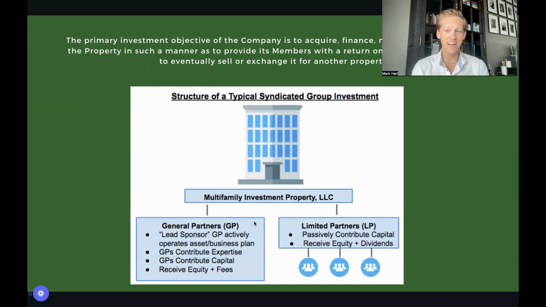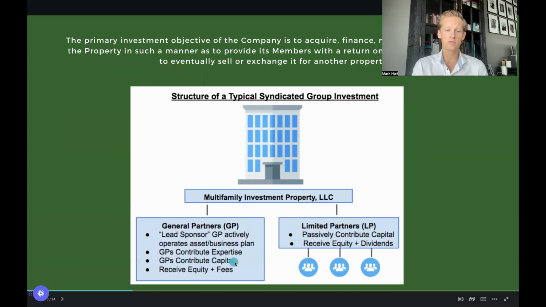So we go out, we find it, we finance it, we manage it, we try to create a return on investment for our members. That is our job, right? It's very active. We are extremely involved in the day-to-day as a general partner. So we're here to operate the asset and the business plan that is set forth in this limited liability company. So we're here to contribute our expertise, right? That is one of our biggest assets that we actually have, right? You should have a sponsor that has done this before, that knows the market, knows real estate, and just understands how to provide a good return on investment from the asset class.